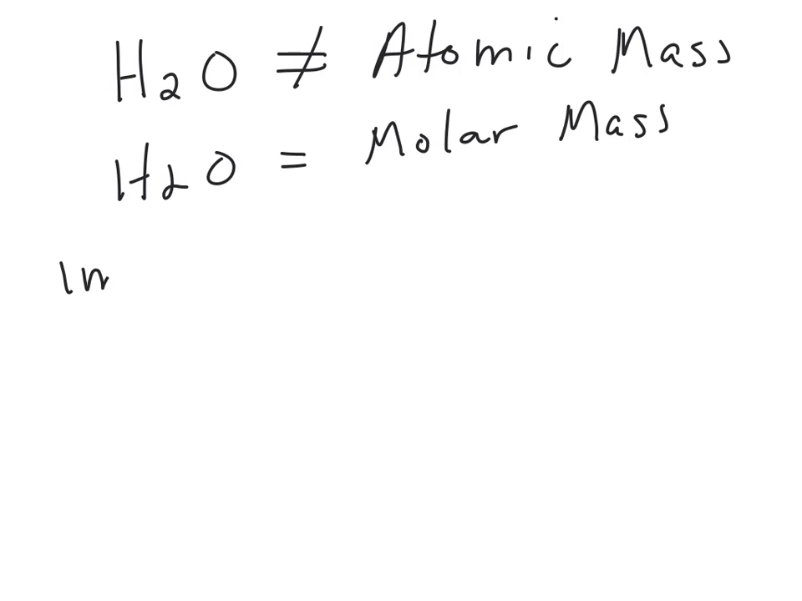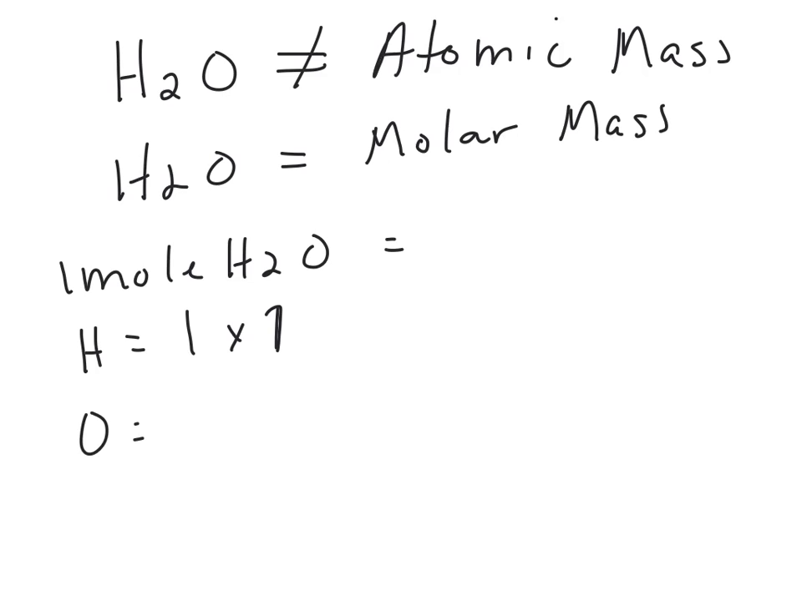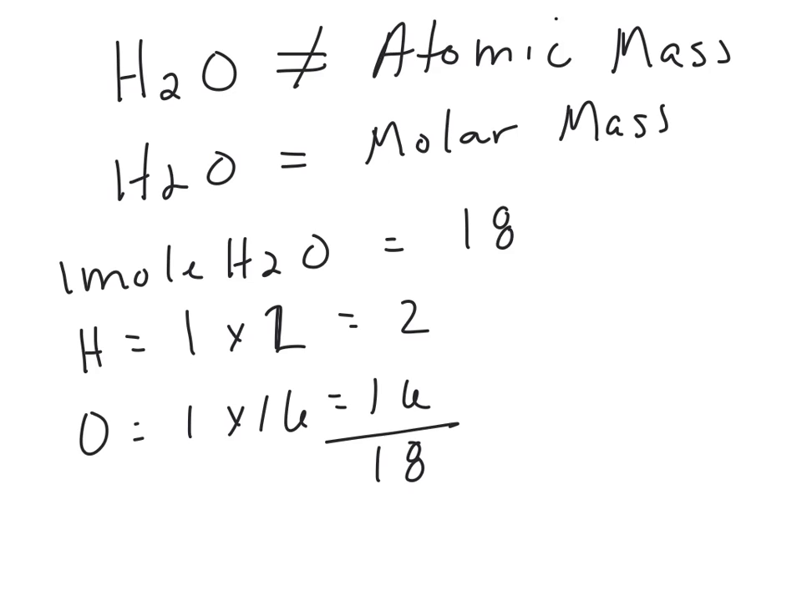So then 1 mole of H2O would be equal to the molar mass of H2O, which is, if you remember, hydrogen, oxygen. This is 1 times 2, sorry. And this is 1 times 16. So that's 2, 16. That gives me 18. So then my molar mass would be 18 grams, right? So nothing different. You would just be using molar mass of the compound instead of atomic mass of the element.